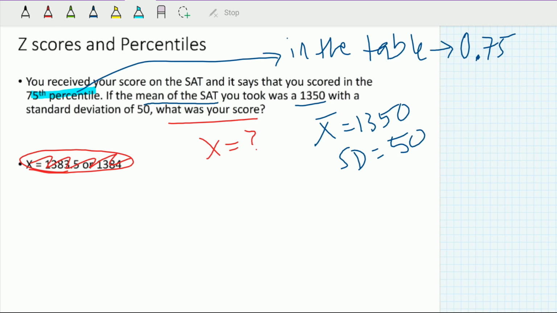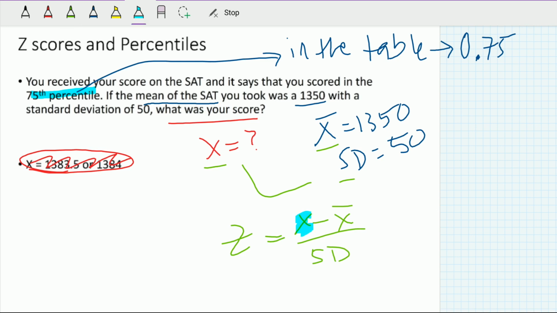Okay, so I have all the information. I'm looking for the raw score. Notice based off of the things that I'm given, except for the 75th percentile, except for the 0.75, this is technically all in the z-score equation, right? Where it looks something like this. And so the only thing that we're missing is the z-score, which we're trying to solve for.